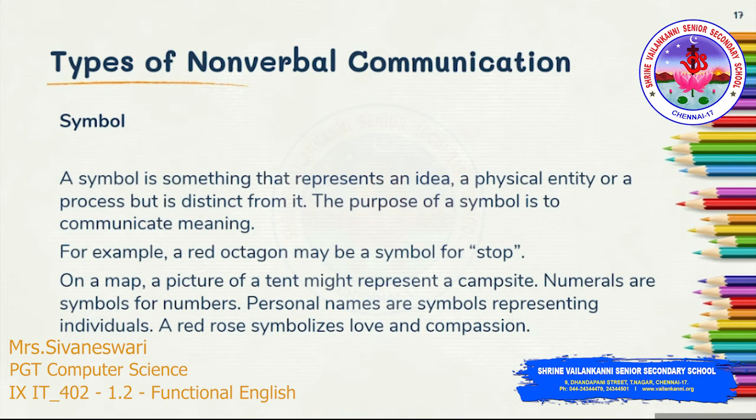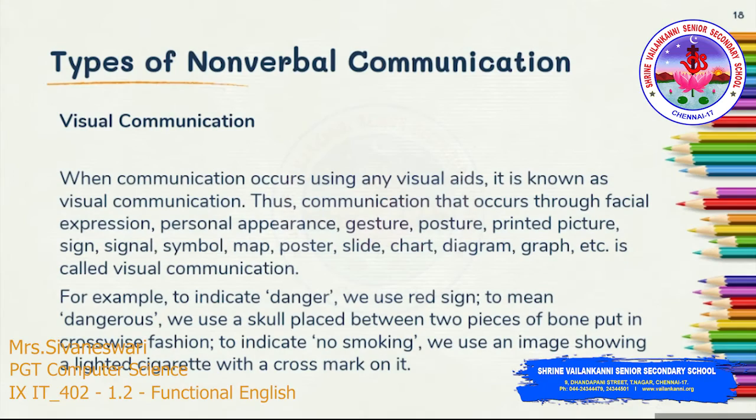Symbol. A symbol is something that represents an idea, a physical entity, or a process but is distinct from it. The purpose of a symbol is to communicate meaning. For example, a red octagon may be a symbol for stop. On a map, a picture of a tent might represent a campsite. Numerals are symbols for numbers. Personal names are symbols representing individuals. A red rose symbolizes love and compassion.